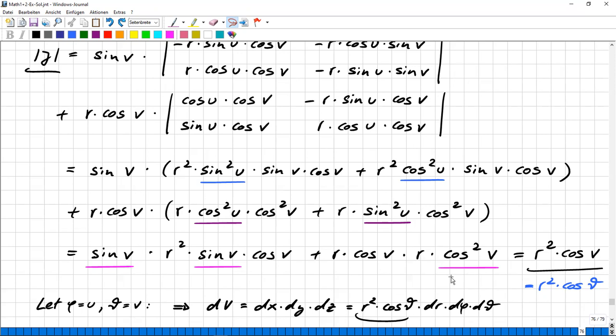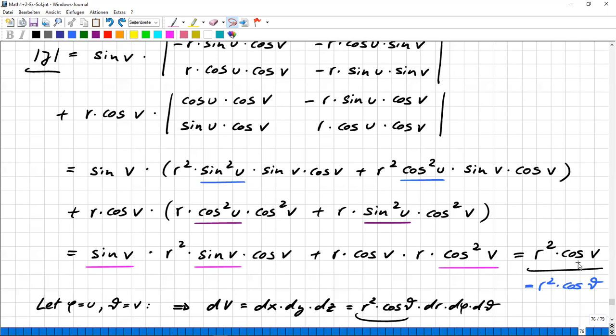Okay, so that's it. But now here I have a sine of v times sine of v. And here I have already my cosine squared of v. So if I put these two together, this is again sine squared of v, this is a cosine squared of v, and the remaining factors are r squared, look here, times cosine of v, and here r times cosine of v times r, which is also r squared times cosine of v. So a third time I can put a certain squared sum of sine and cosine in parentheses, and what remains is the additional factor once, which now in the end is r squared times cosine of v.